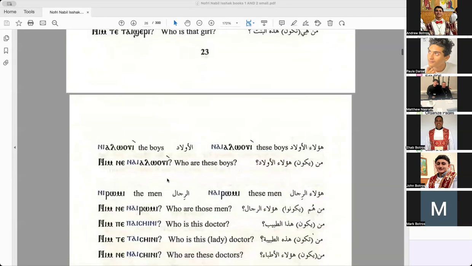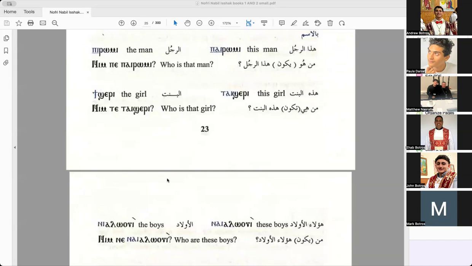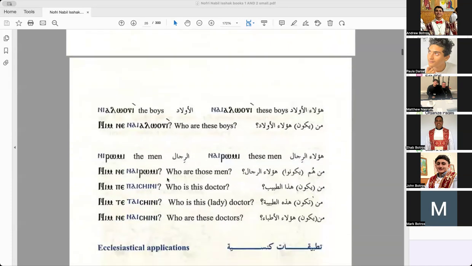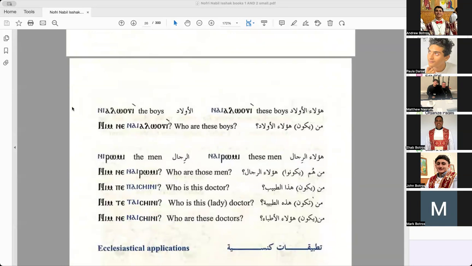Now, we said nimpe pyromi, nimte taisheri. Now we have aliowi. So we say ni aliowi, the boys. Ni aliowi becomes nai aliowi. So then I say nimne. Notice here it becomes ne. Nimne nai aliowi. Who are those boys? Or these boys? Nimne nai aliowi. So Niromi becomes Nairomi.